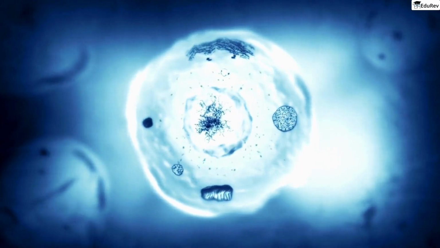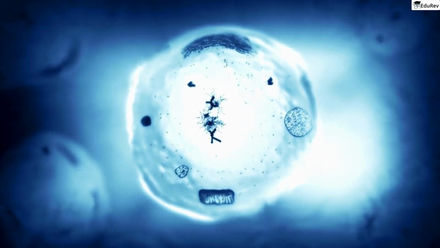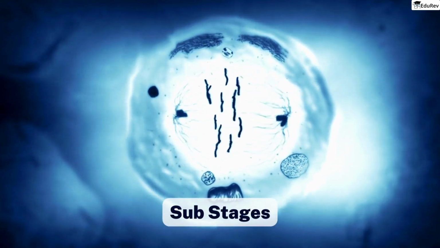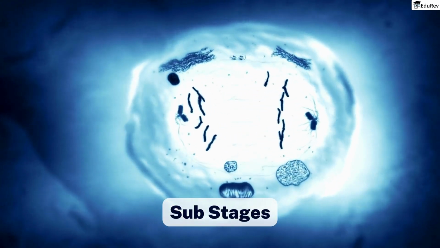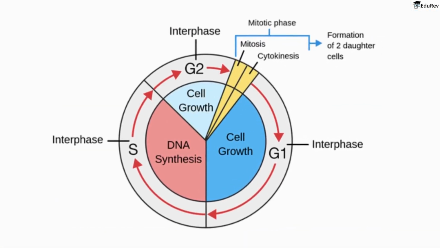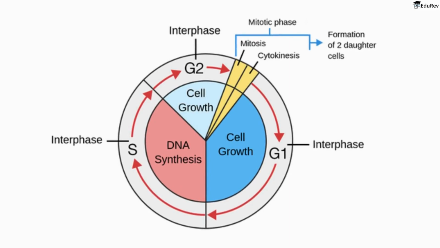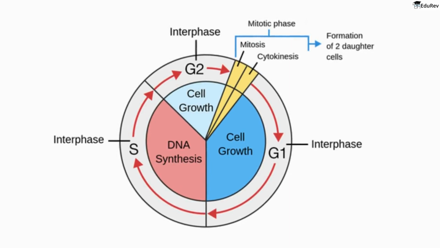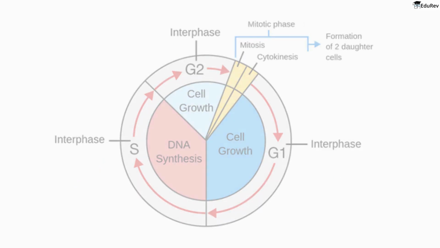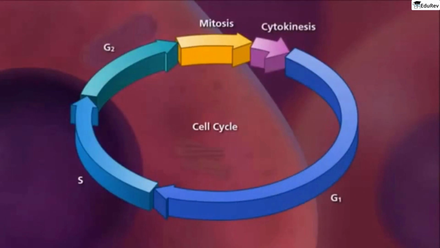Now, let's have a look at both these phases in detail. Since these phases are quite complex, we divide them into sub-stages to understand them better. Let's begin with the interphase. First, here is an image that depicts the complete interphase in general. As we can see, the interphase has three stages: G1 phase, S phase, G2 phase. Let's go through each stage step by step.